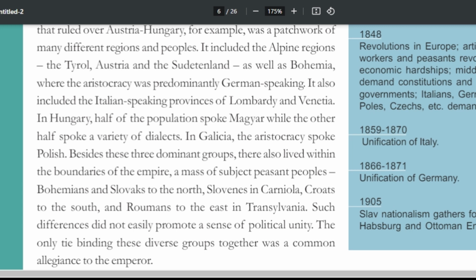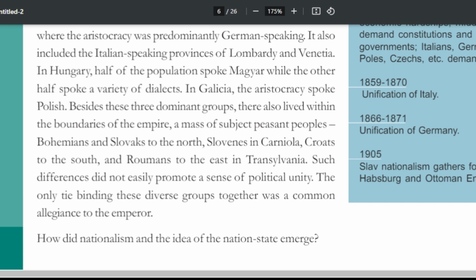Besides these three dominant groups, there also lived within the boundaries of the empire a mass of subject peasant peoples: Bohemians and Slovaks to the north, Slovenes in Carniola, Croats, that means Croatians, to the south, and Romanians to the east in Transylvania. Such differences did not easily promote a sense of political unity. The only tie binding these diverse groups together was a common allegiance to the empire.